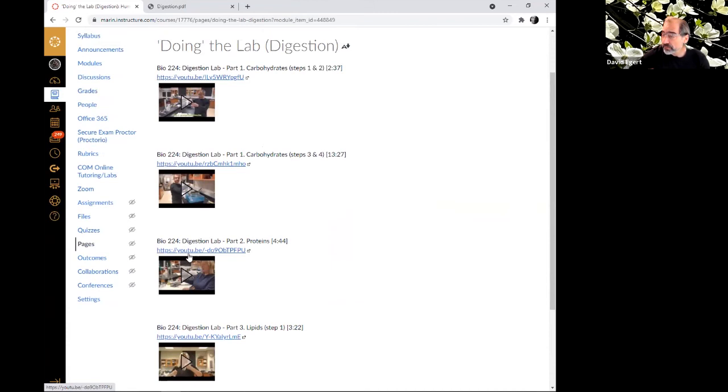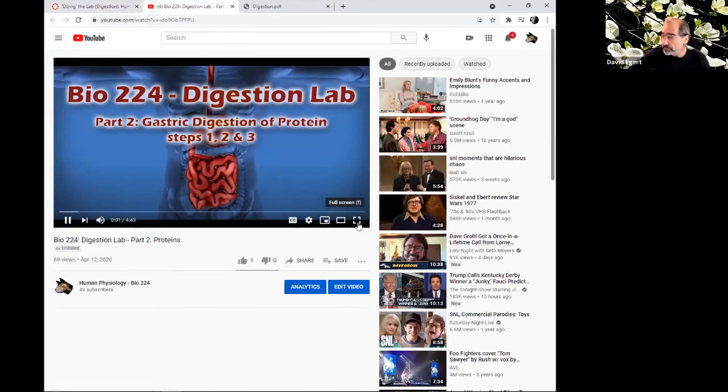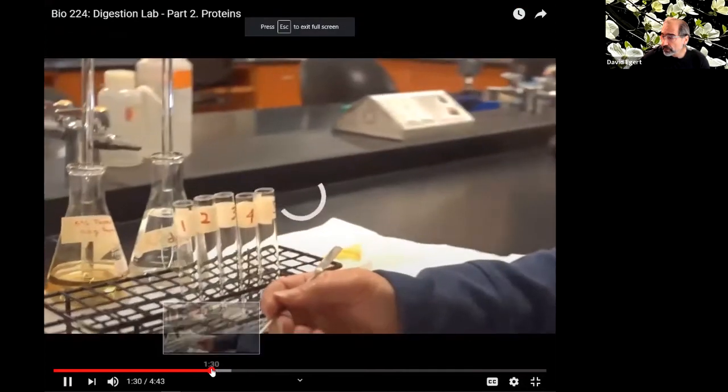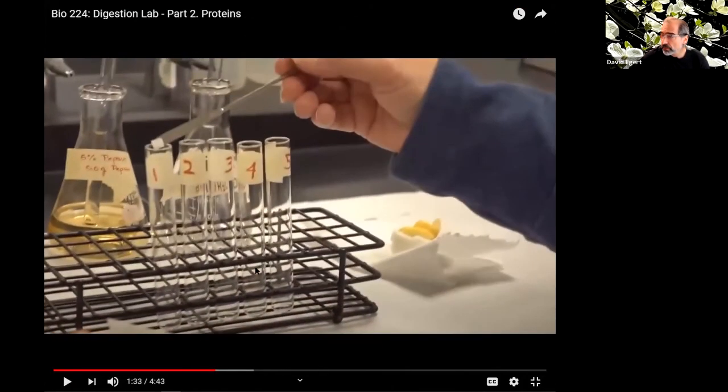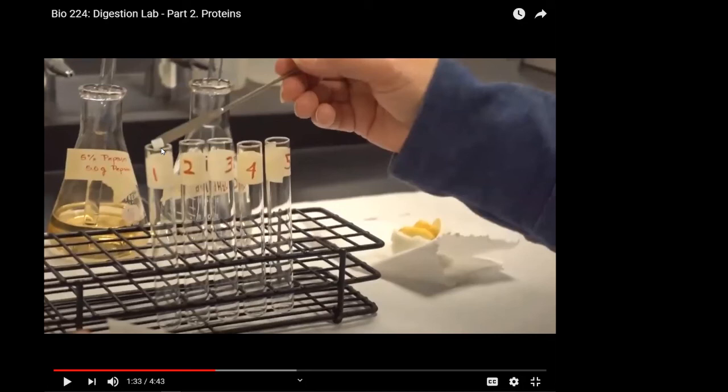For the proteins, this is what the little square of egg white looks like. We basically cut the egg white into 5 squares, as exactly the same size as possible. So then after an hour, we can look to see, is the egg white the same size or is it smaller? Would this be a qualitative or quantitative kind of assay? Qualitative. We can tell if there's more or less breakdown, but we can't tell exactly how much.